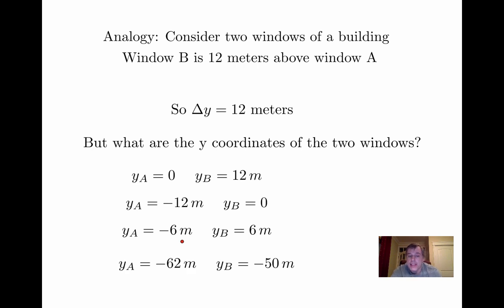Or you can do anything you want. You could, for example, put the origin 50 meters above window B. In that case, y of B would be minus 50 meters and yA would be minus 62 meters. In all those cases, delta y, defined as yB minus yA, is equal to 12 meters. And this is the only number that matters when you calculate the speed of a baseball dropped from window B to window A. So all those choices are perfectly fine, and it's totally arbitrary where you put the origin.